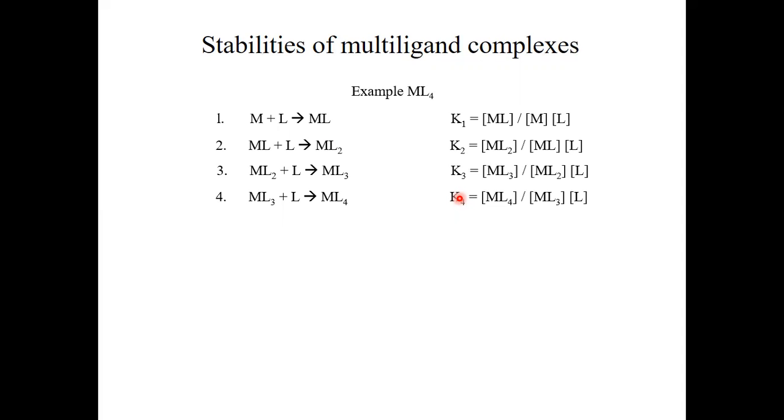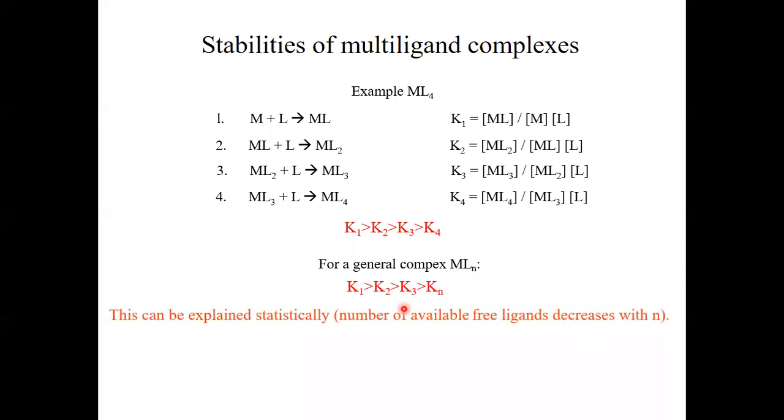So the answer is this is a statistical effect. Okay, so K1 is larger than K2, is larger than K3, larger than K4. And for a general complex MLn, K1 is larger than K2, then K3, then Kn. So now the explanation is statistically because the number of available free ligands decreases with n.